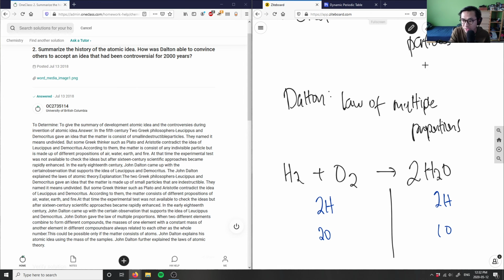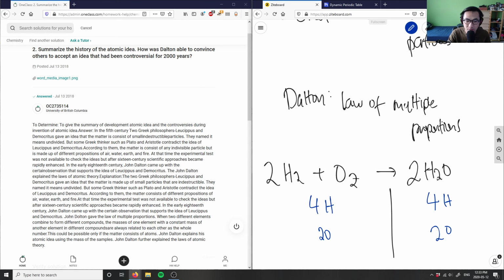So I would put a coefficient here of 2, which would change these values to 4 hydrogens here and 2 oxygens here. And then on this side, if I want to have 4 here, I also want to put a 2 here to balance this out. Now what I have is a balanced chemical equation, and this obeys the law of multiple proportions, and it also obeys the law of conservation of mass, because mass is neither created nor destroyed, it's simply transferred. So the mass of the reactants is the same as the mass of our products.